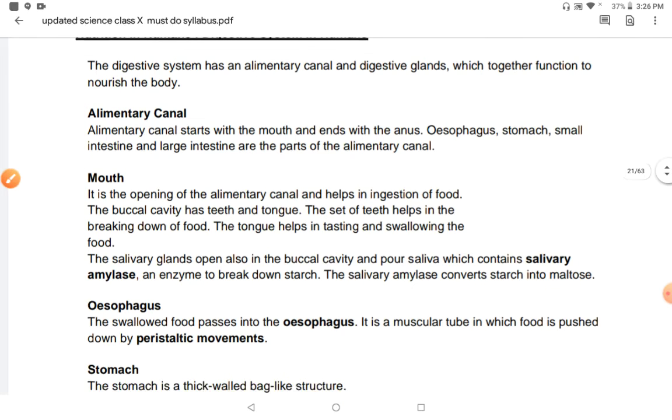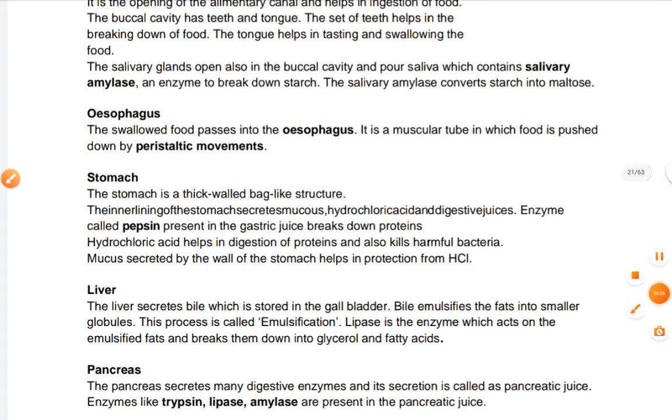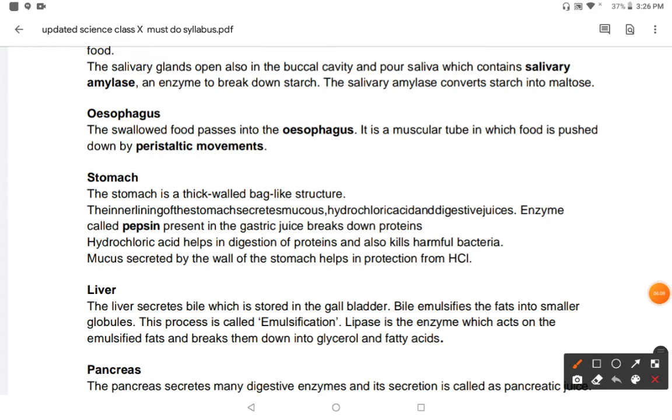Next one is the esophagus or food pipe. The swallowed food passes into the esophagus or food pipe. It is a muscular tube in which food is pushed down by peristaltic movement. Contraction and relaxation movement is called peristaltic movement.